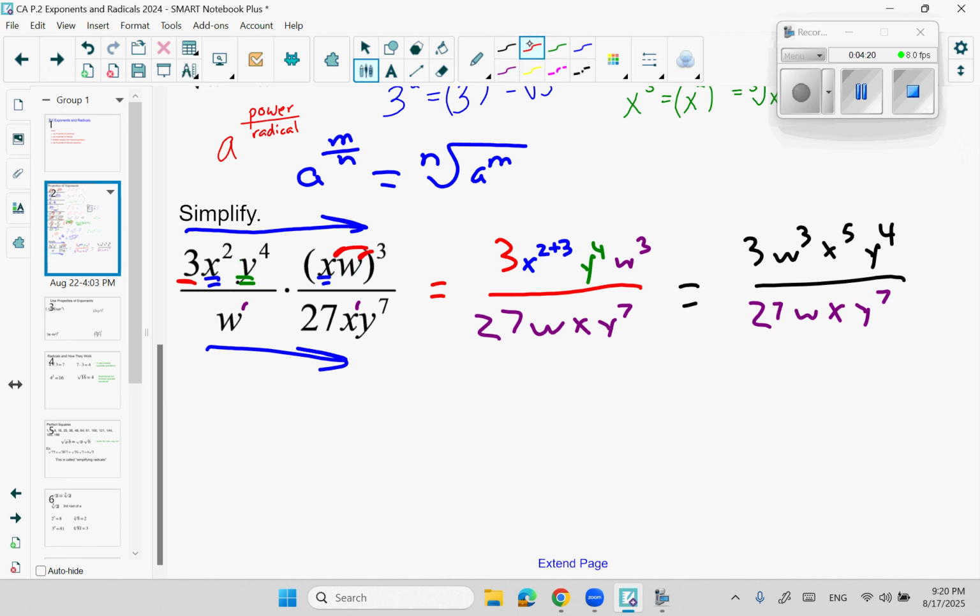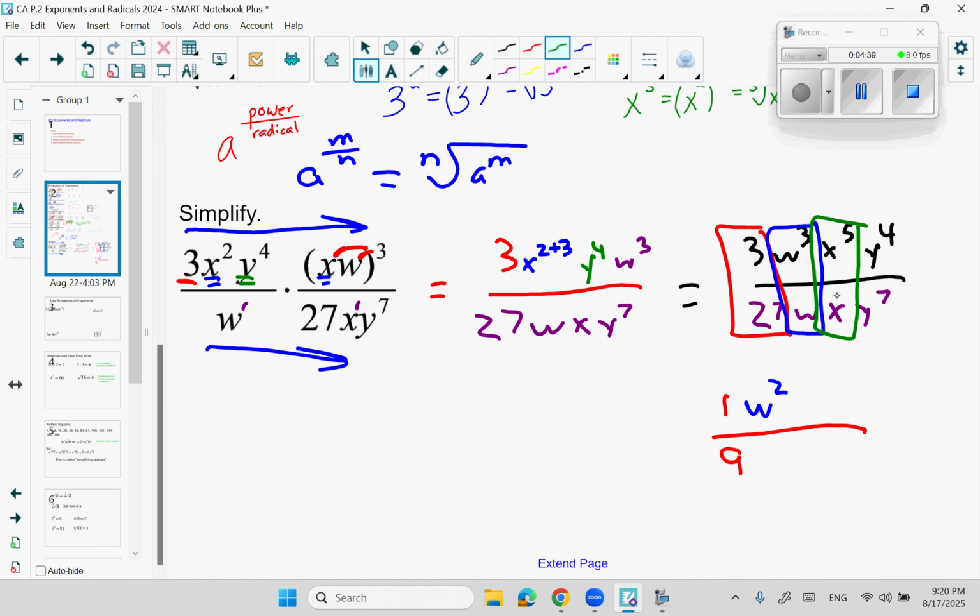Now some simplifying. I can, of course, divide both those by 3. And then I can look at these. They are the same thing on top of each other, so I get to subtract the exponents. 3 minus 1 gives me w squared up top. I can, of course, subtract these ones. 5 minus 1 gives me x to the fourth up top.